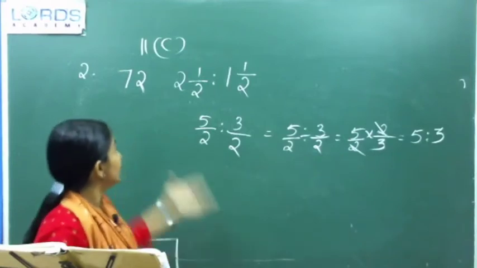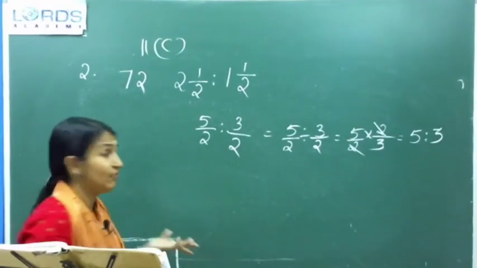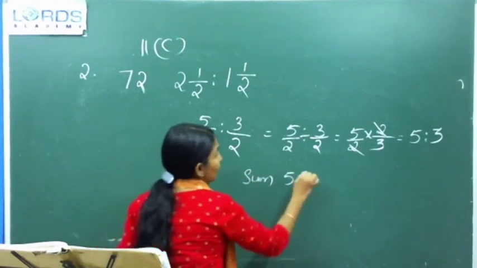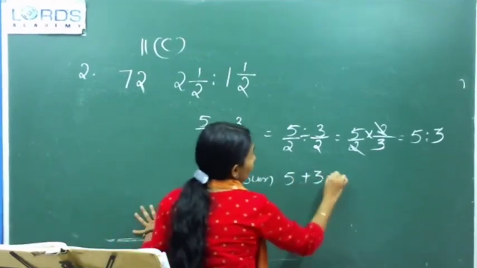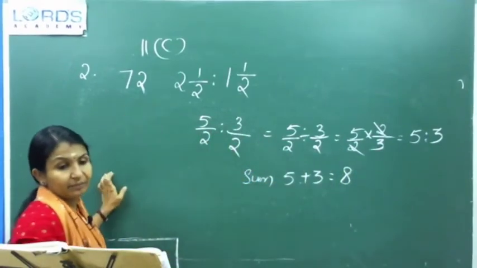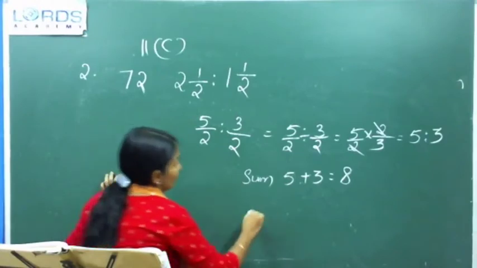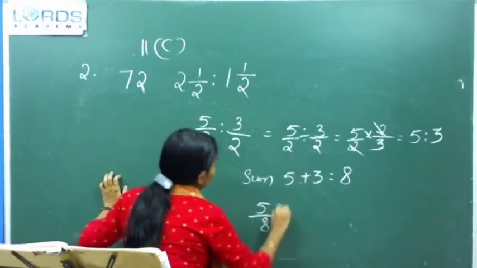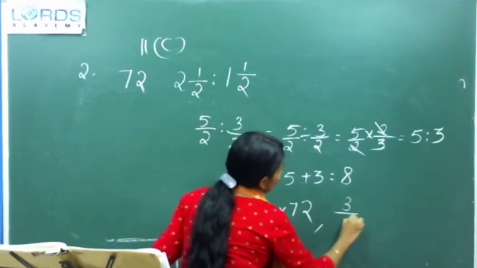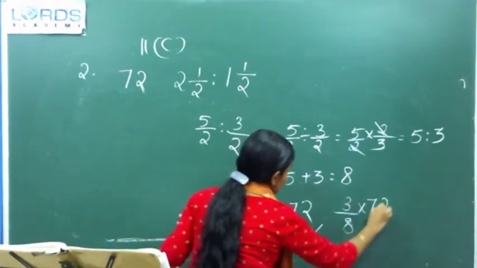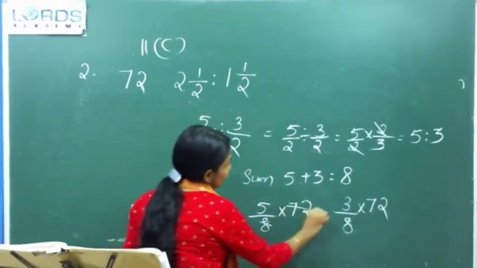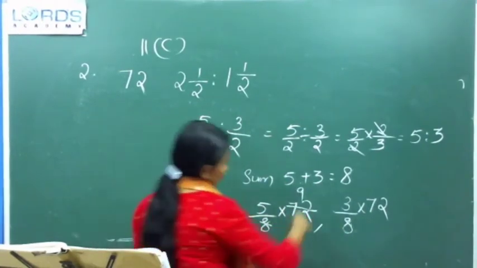Now it's easy, as we did the previous question the same way. So first we should write the sum of those numbers. Sum of 5 and 3. We will get 8. So how can we divide this? The first number will be 5 by 8 into 72, and the second one is 3 by 8 into 72. These are the two parts. Now 8 and 72. How many times will 8 go? 9 times.